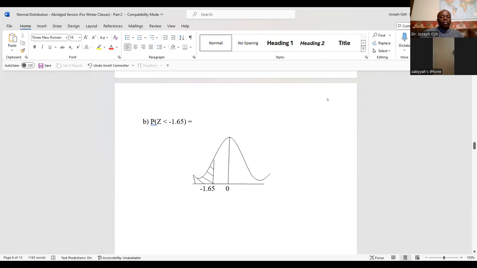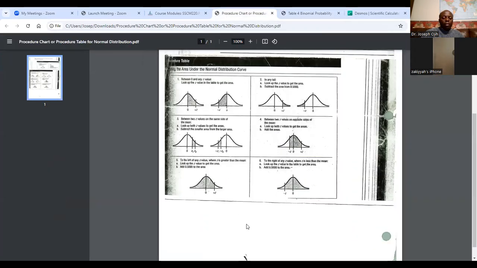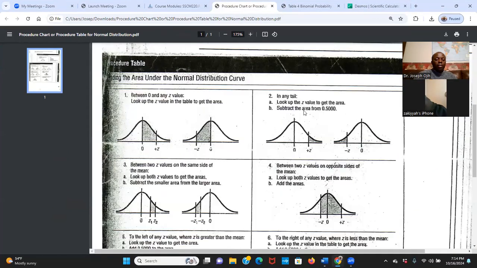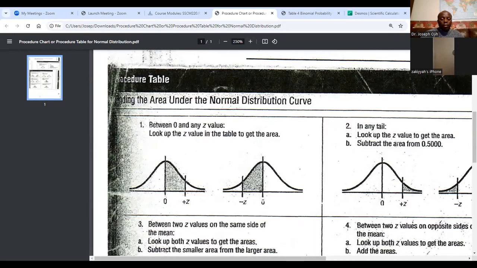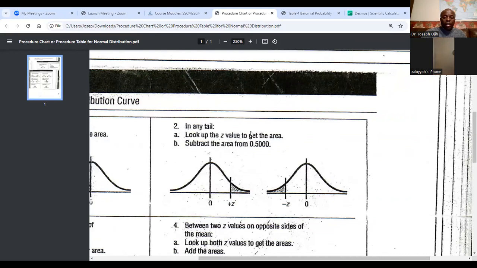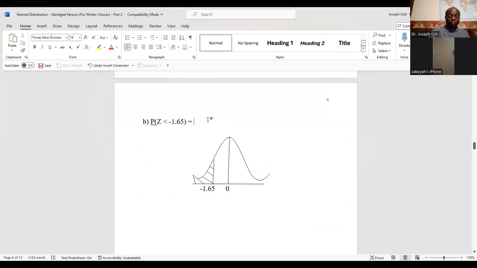Now, after drawing it, we look for the chart in the procedure table to see the chart that looks exactly like that one. This is the procedure table right here. Let me share it with you. I see that this chart here looks like it. But what does this say? It says, look up the Z value to get the area, subtract the area from 0.5. So we have, from 0.5, minus.